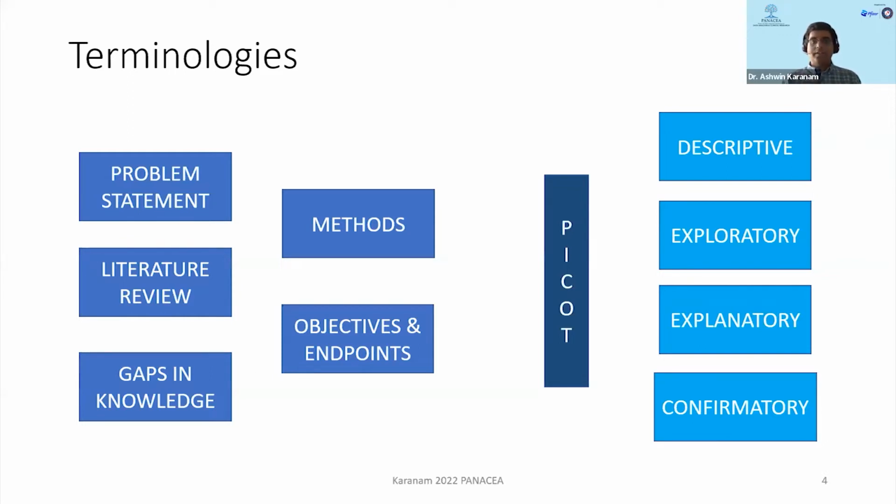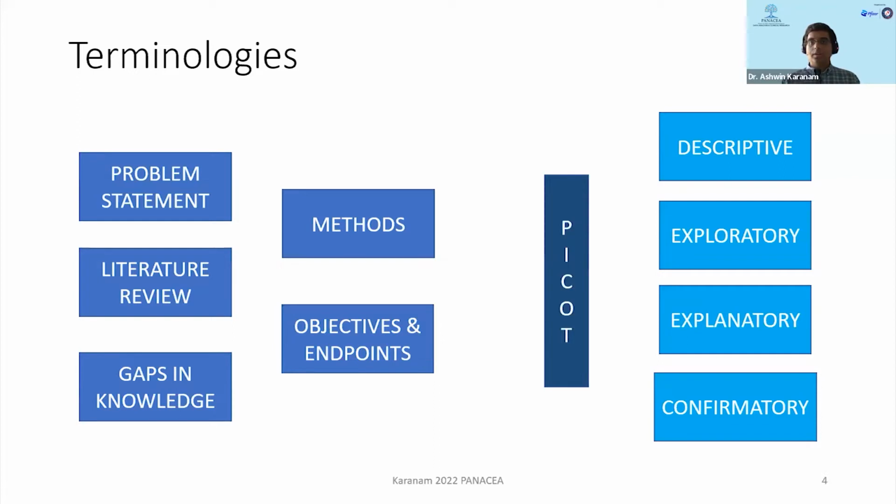Then there are obviously study conduct and study design aspects, which are methods, objectives, and endpoints. I'm sure folks would have heard of this before. And as clinical researchers, I'm sure some of us, or at least all of us, might have heard of the PICOT criteria, which is patient, intervention, and so on and so forth. I'm not going to be describing that because there are ample descriptions of PICOT out there.